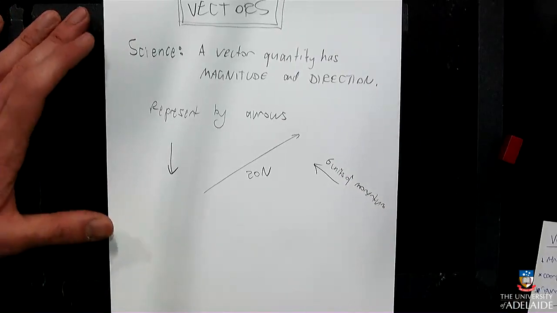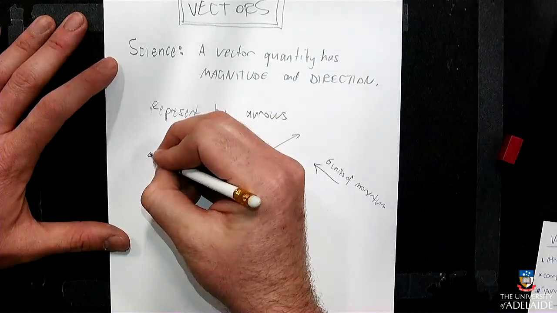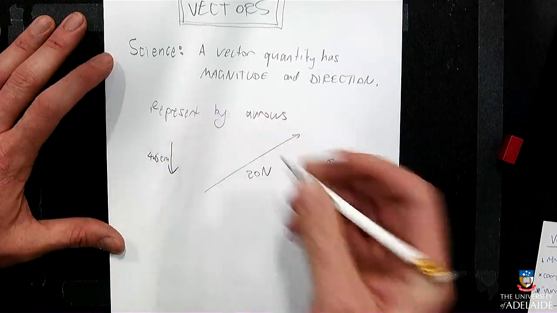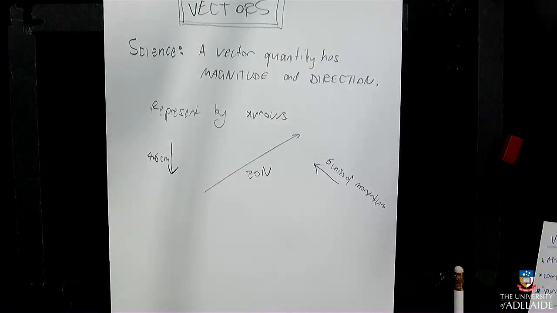But they could actually be distances. It could actually be like 4.6 centimeters as well. And the distance has a direction, and they call that a displacement. So that's the idea. The length of the arrow doesn't necessarily have to be a literal length. It's just representing a strength or a size of something.